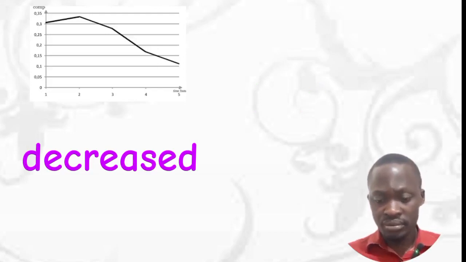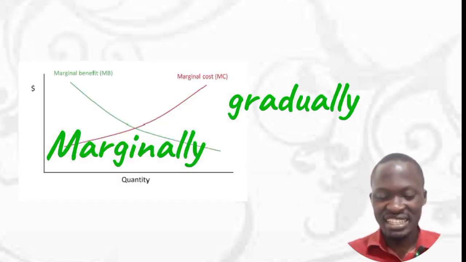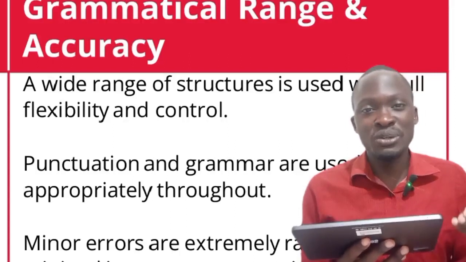Decreased gradually, decreased marginally. Yes, and all these words that I've mentioned can be used with such descriptive words, so that you can really alter these words. It's imperative that you do not repeat these words. You have to show a wide range of topic-related vocabulary, all graph descriptive vocabulary.